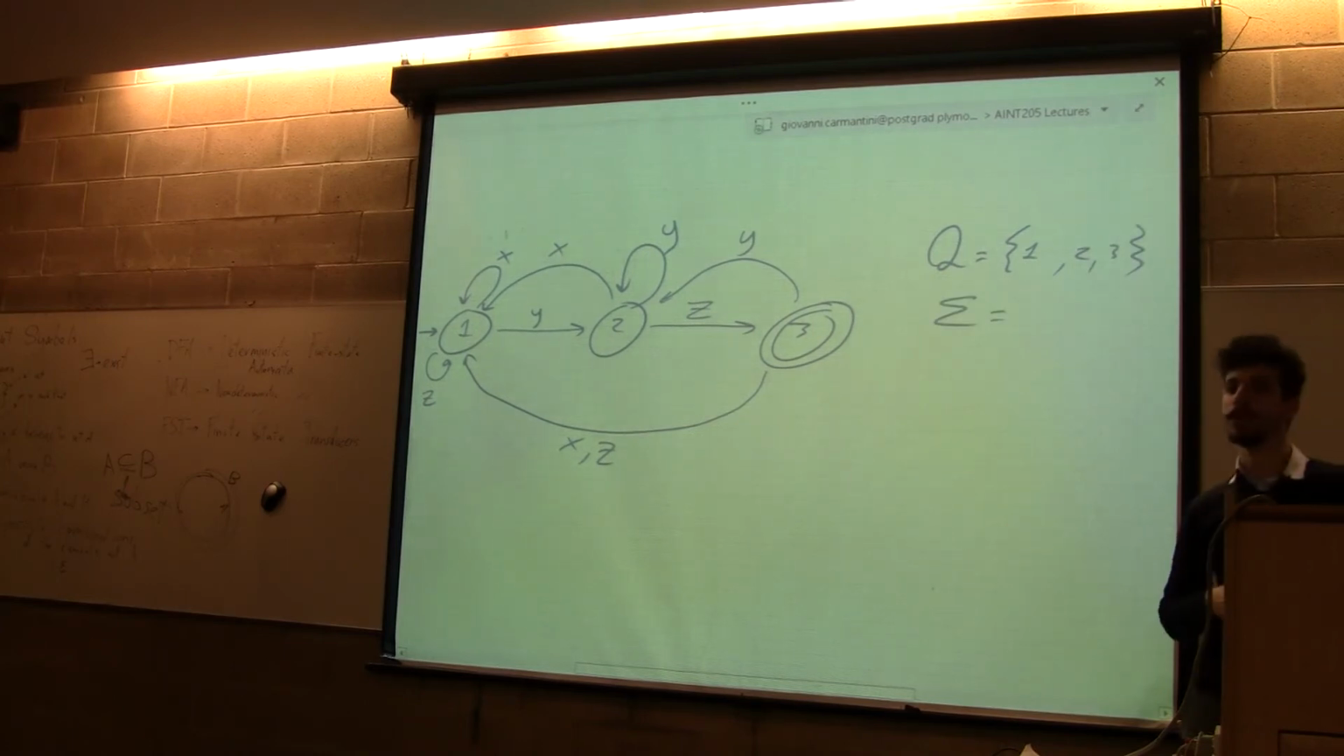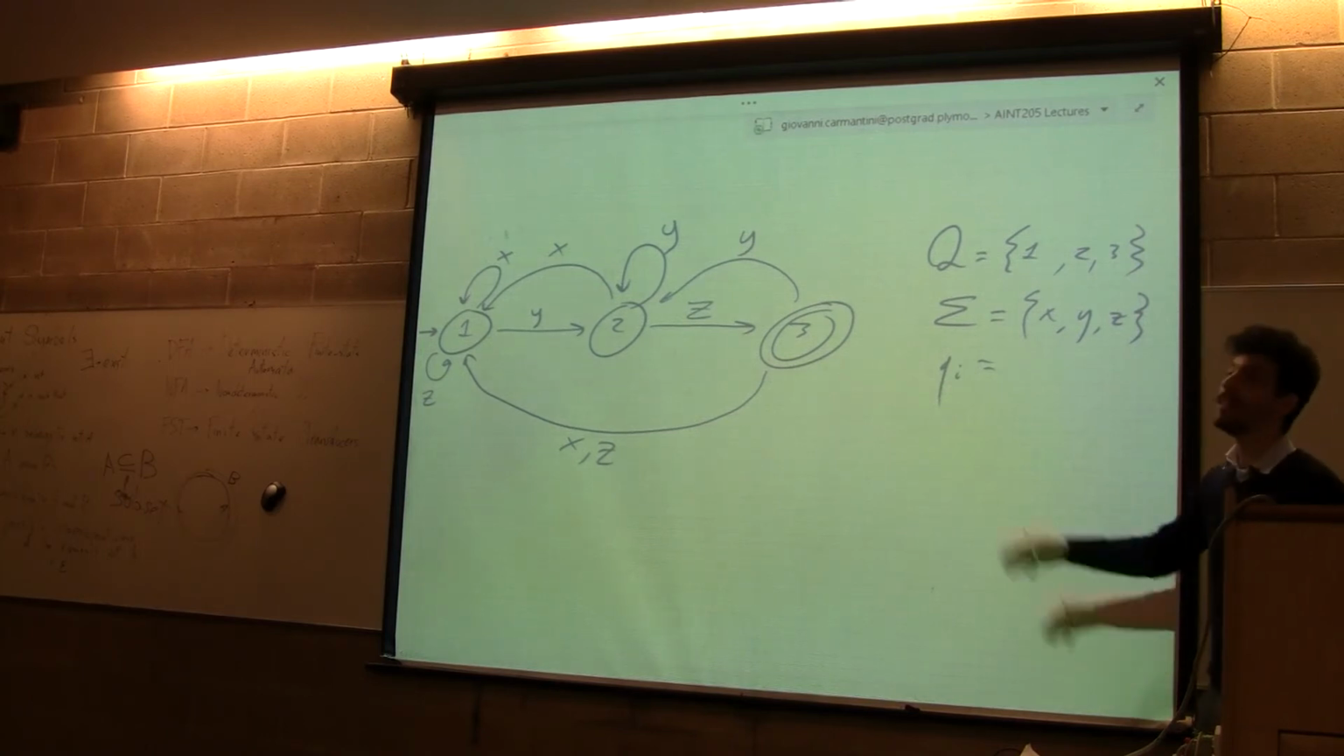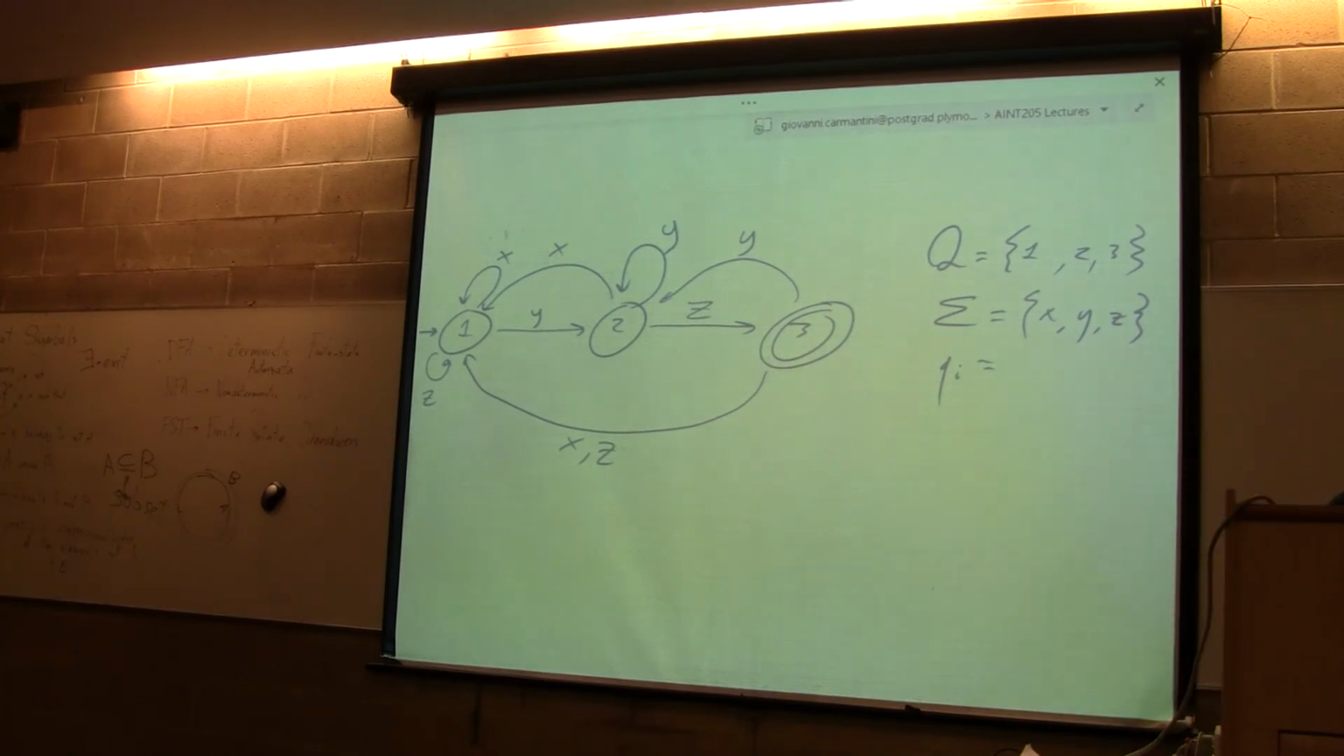So you have this. What's the input alphabet? X, Y, Z, exactly. What's the initial state? Yeah, I changed it to small. Okay. What's the final state? Exactly. We write it like this.